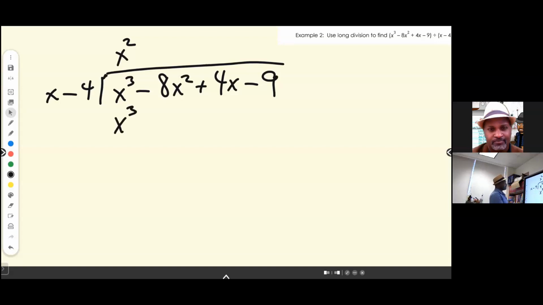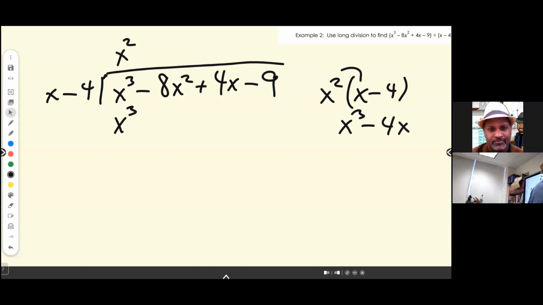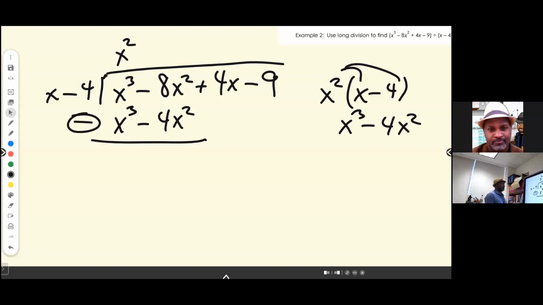However, we do have the minus 4, so we have to distribute that. Look what we're doing. We're going x squared times x minus 4. That's going to give us the x cubed, and then this is going to give us minus 4x squared. Okay. So I'm going to write that here. And I'm going to be careful to subtract that.